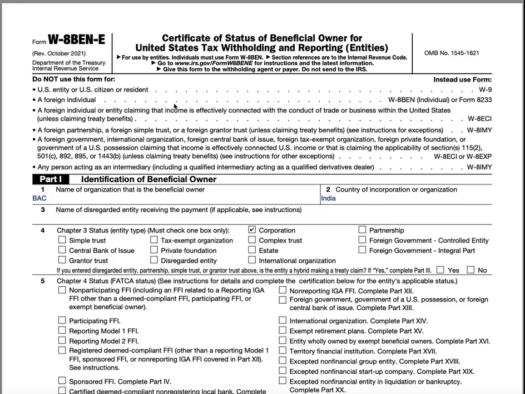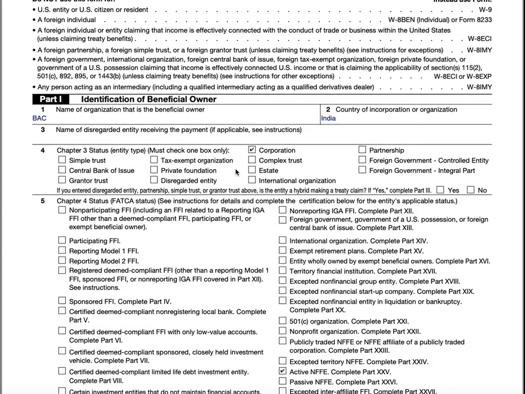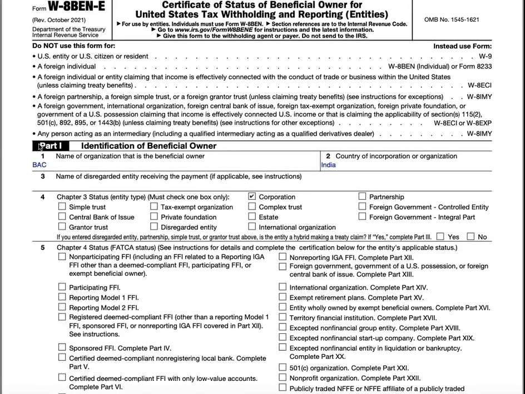So to be very clear, imagine you're a private limited company in a country like India or the UK, another country. Then you would be filling this form and giving it to your US company who is going to pay you money, right? So firstly, there are a few things you need to fill out. So let's look at part one.